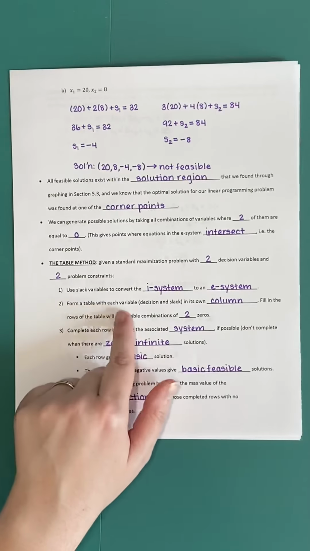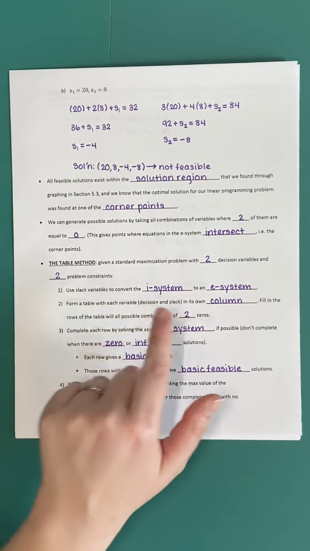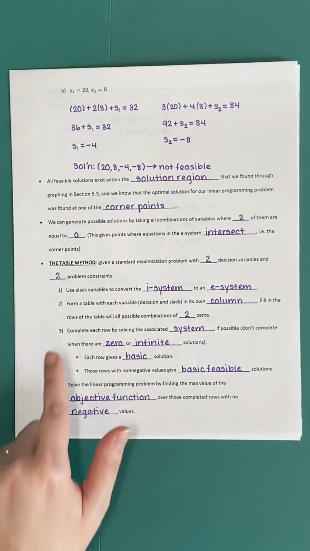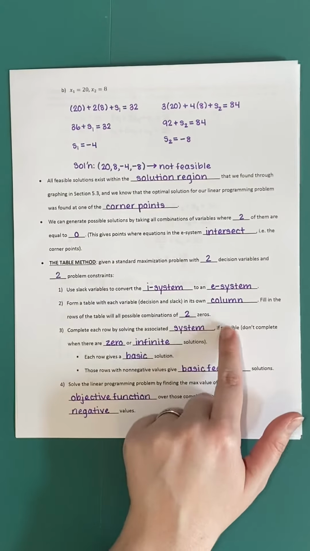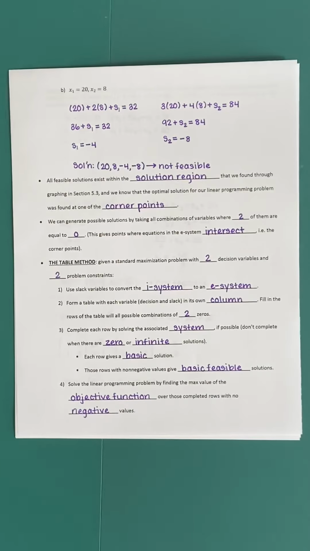We're then going to form a table with a column for each individual variable, the decision variables and the slack variables. We fill in all the rows of the table with all the possible combinations where we could assign two of the variables a value of 0. This takes a little bit of work to make sure we cover all the possibilities, but we have to look at all the possibilities where we assign one variable 0 and another variable 0, and then solve for the remaining variables that aren't assigned a value of 0.